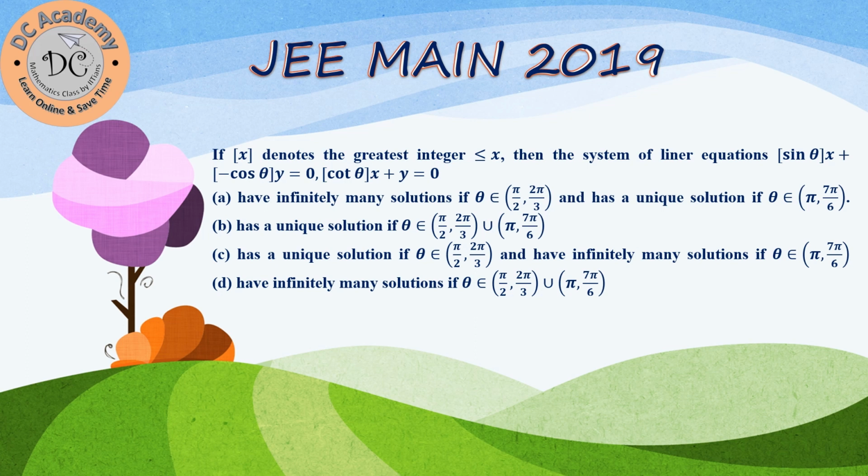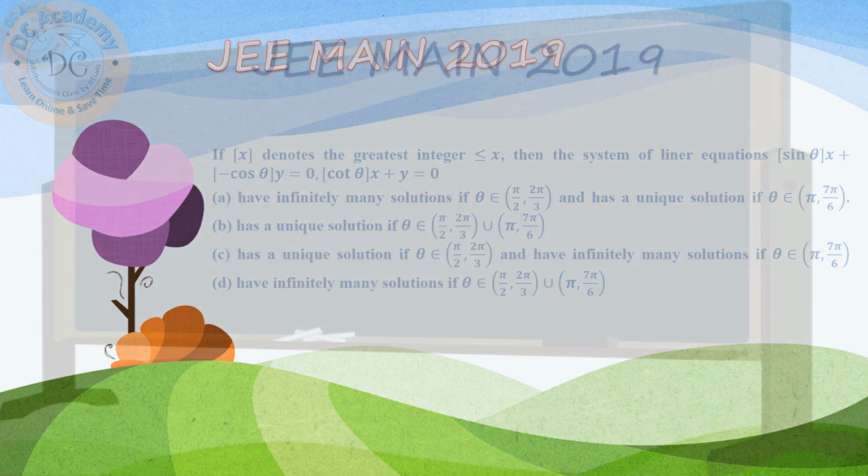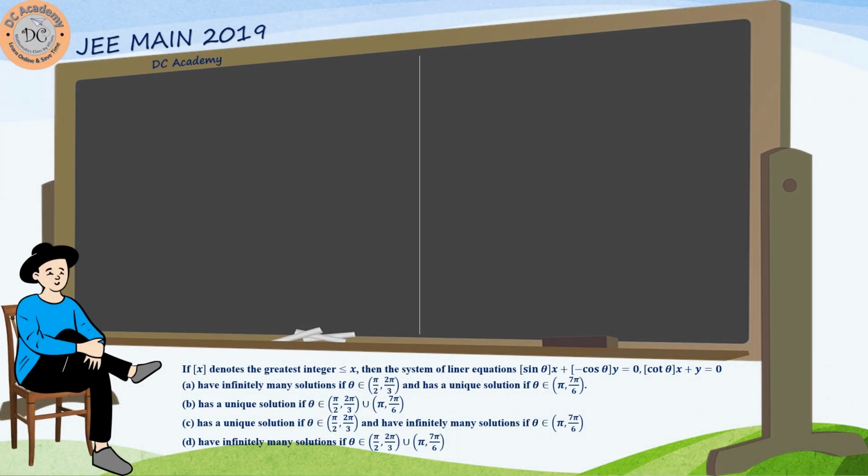So let's go ahead and solve the problem. First, we consider the given system of equations. Here we just rewrite the system of equations as it is given in this problem. I'll read the greatest integer function as box of something so that it is easy to speak. So box of sine theta into x plus box of minus sine theta minus cos theta y equal to 0. And similarly, we get box of cot theta x plus y equal to 0.